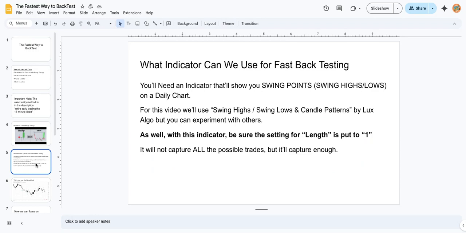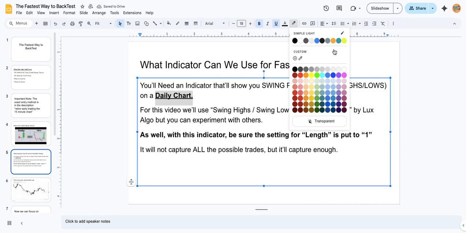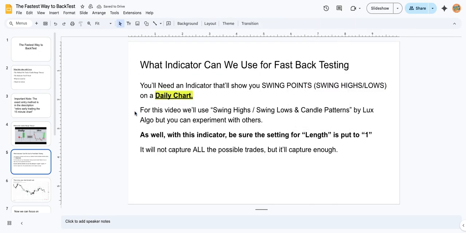So the indicator that we can use for fast backtesting falls under the umbrella of an indicator that will show you swing points. So if you go to TradingView and type in swing highs or swing lows, there'll be multiple indicators that do it for you. And you're going to want to do this on a daily chart. And I'm going to highlight this because remember that we focus on daily highs and daily lows, not weekly, not monthly, but daily. Okay, so that is the main thing that we're going to be focusing on. I'm going to highlight that because it's very important that you use a daily chart for this indicator.